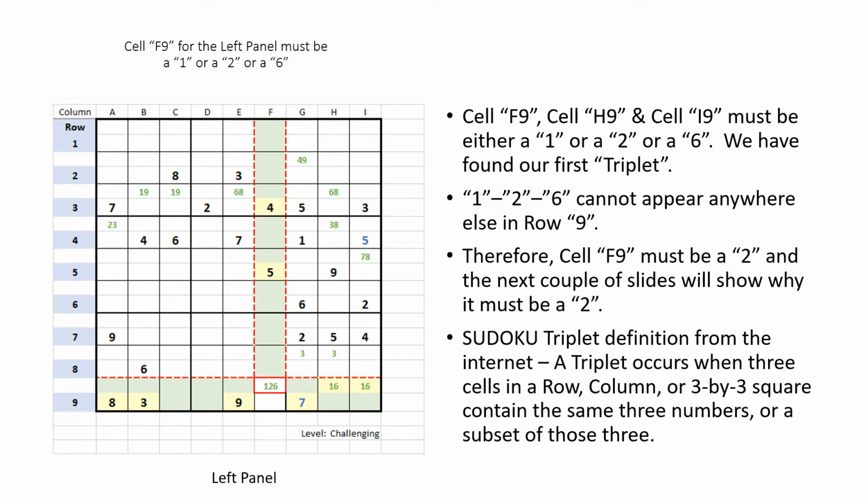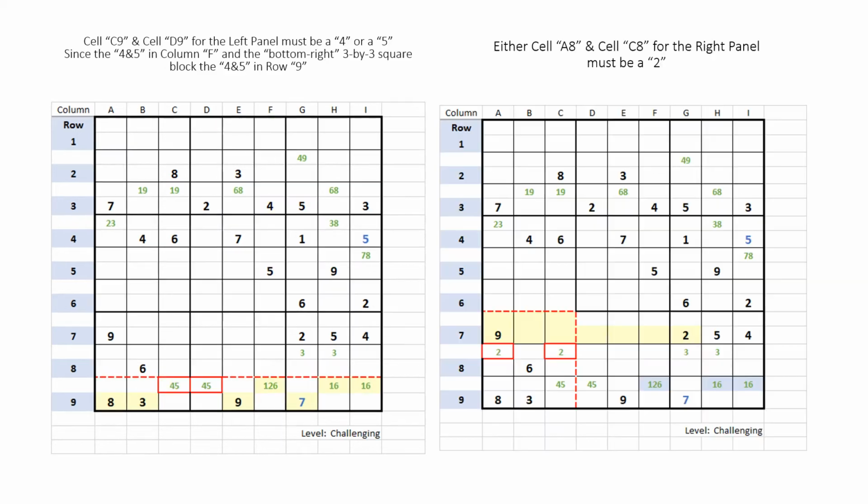Sudoku triplet definition from the internet. A triplet occurs when 3 cells in a row, column, or 3x3 square contain the same 3 numbers or a subset of those 3. Cell C9 and cell D9 for the left panel must be a 4 or a 5, since the 4 and 5 in column F and the bottom right 3x3 square block the 4 or 5 in row 9. Either cell A8 or cell C8 for the right panel must be a 2.